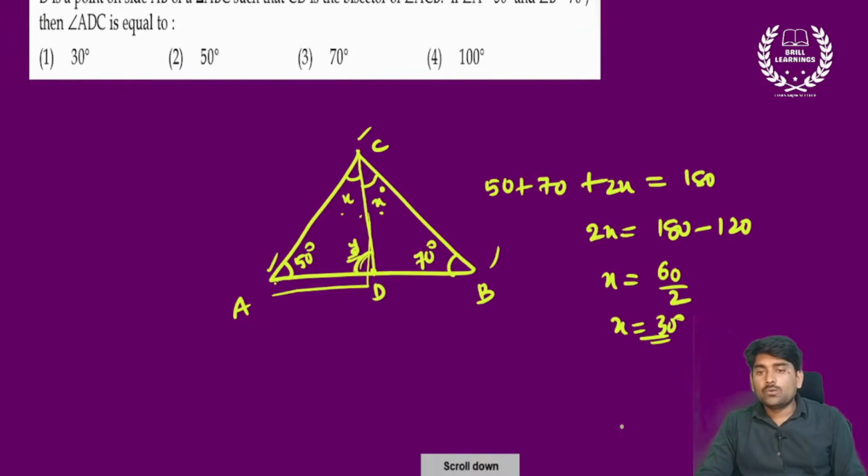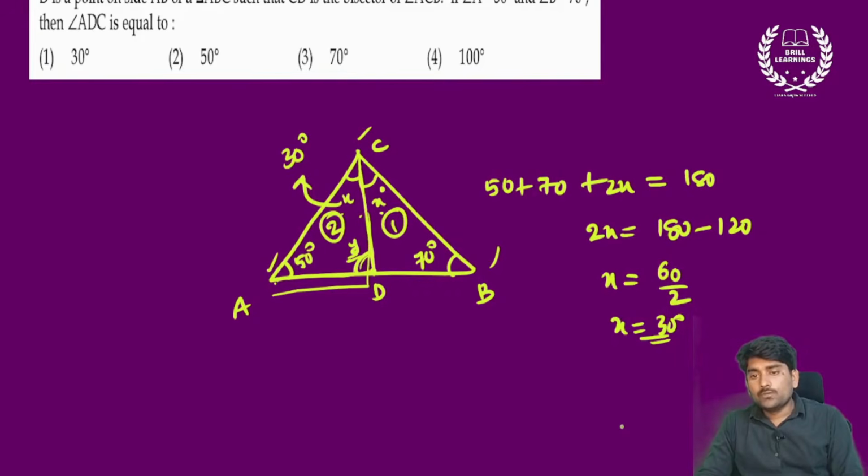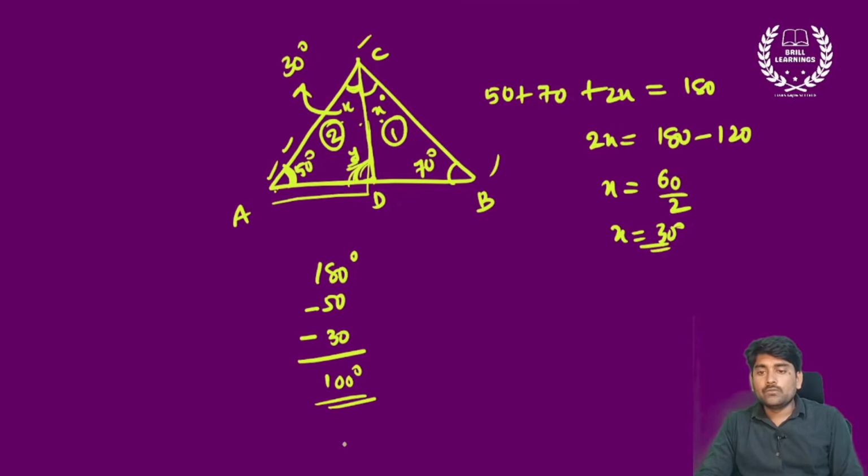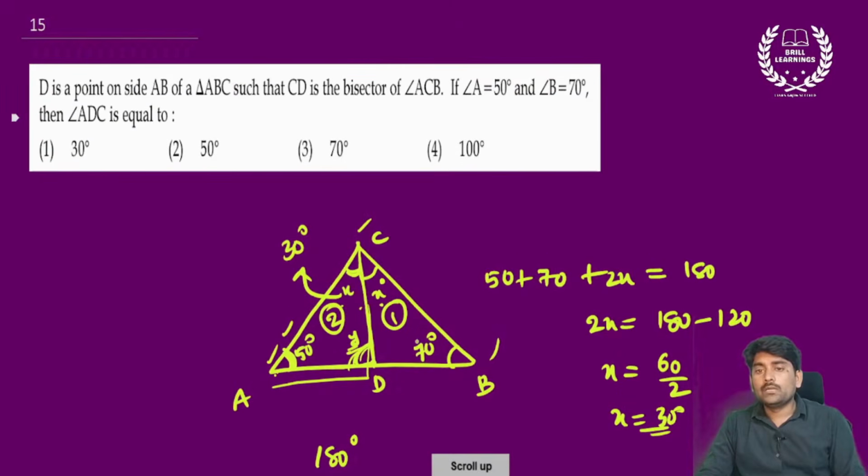Now we got the value of x, that is 30 here. Now if you take this triangle, this is 1, this is 2. Here this is 30 and angle A is 50, and the leftover angle, the sum should be equal to 180. Out of this, angle A is 50 and angle C is 30. If I deduct that, I am left with 100 degrees, which is equal to angle D. So 100 degrees is our answer. Let's move on to the next question.